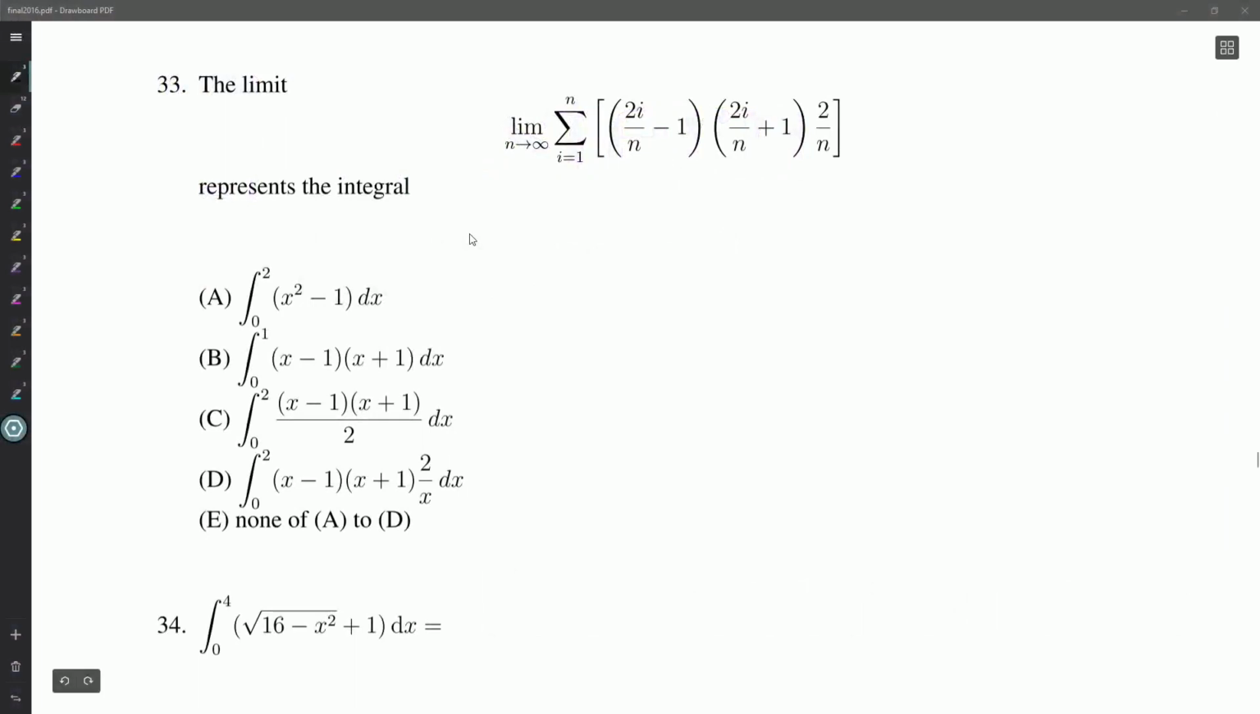Welcome back. We're up to question number 33 on our 2016 final exam. The limit represented by this integral, this limit represents the integral. Okay, and now we've got to sort of sort things out. This looks like a first principles integration.